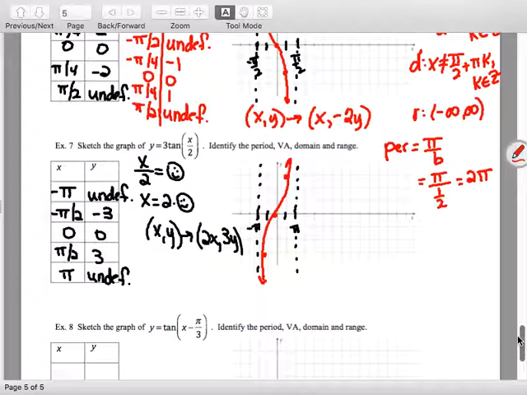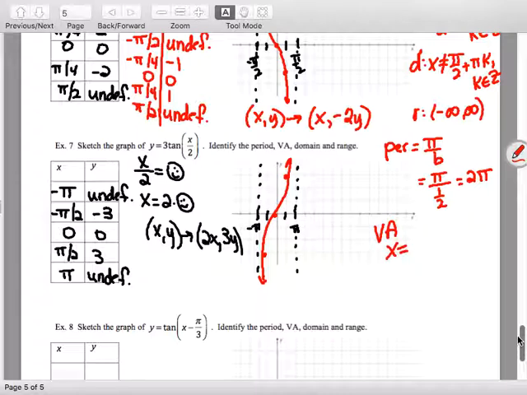Even though the pi over b is super easy, say we just didn't feel like doing that, can we just look at the graph and look at the distance in between? Absolutely you can. It does not matter which way you do that. All right, so then the vertical asymptote.